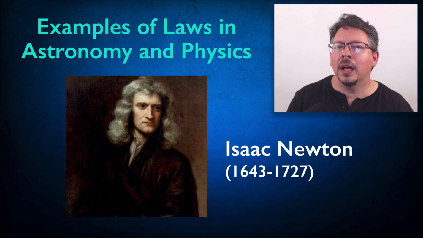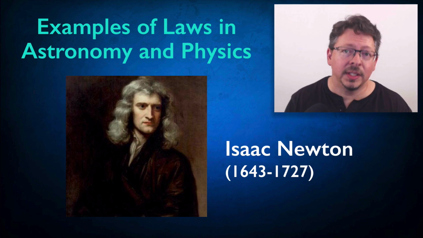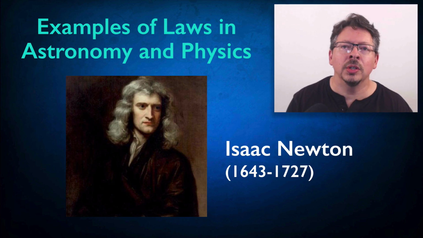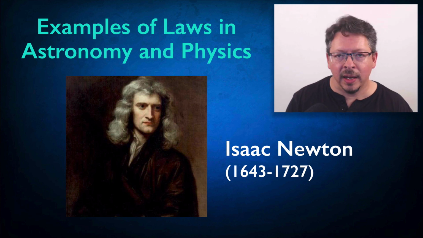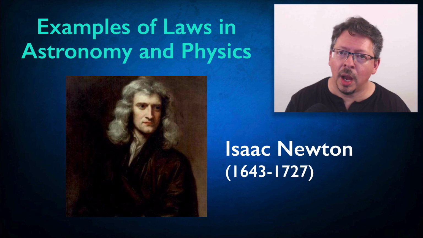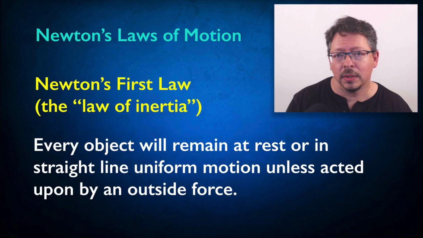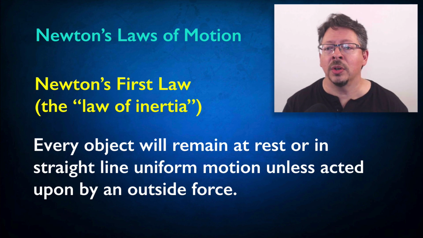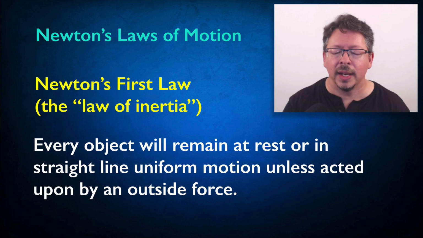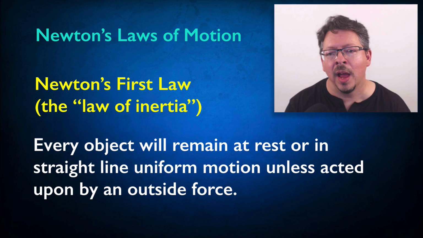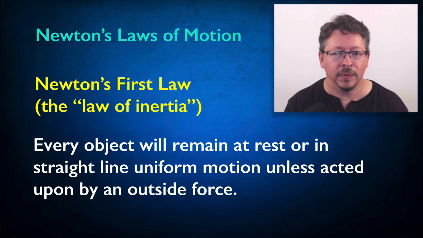Okay, let's look at the most well-known example of a system of physical laws, Isaac Newton's three laws of motion and his law of universal gravitation. Newton's laws of motion are supposed to apply to the motions of all bodies with mass that are subject to forces. Newton's first law, which is also known as the law of inertia, says that every object will maintain its state of motion unless acted upon by an outside force.